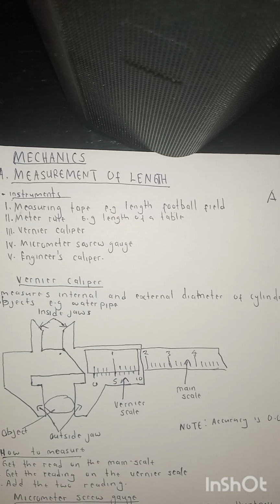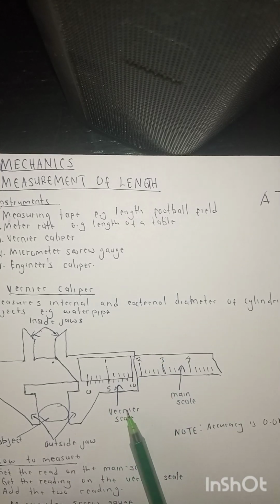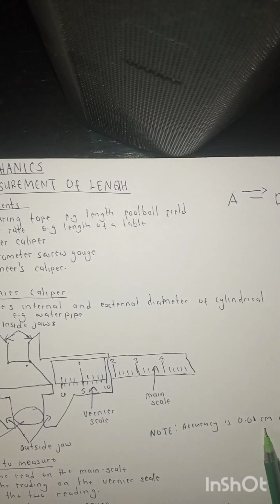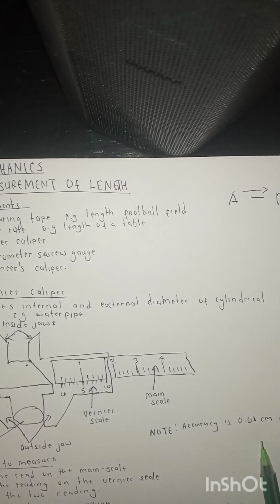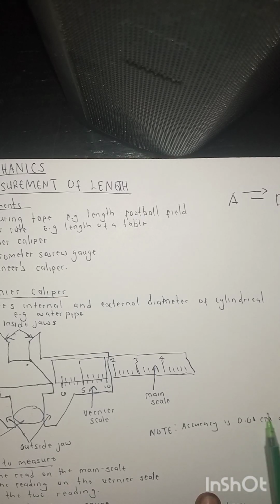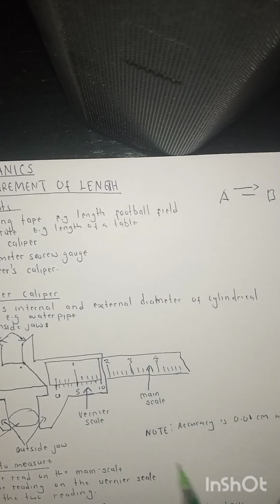Then you should note, and they like asking this in some of the exams when you go to the first part of the physics paper, the accuracy. The accuracy of a vernier caliper is 0.01 centimeters, which is 0.1 millimeters, meaning any digit which is not in this range will not be measured accurately by this instrument right here.